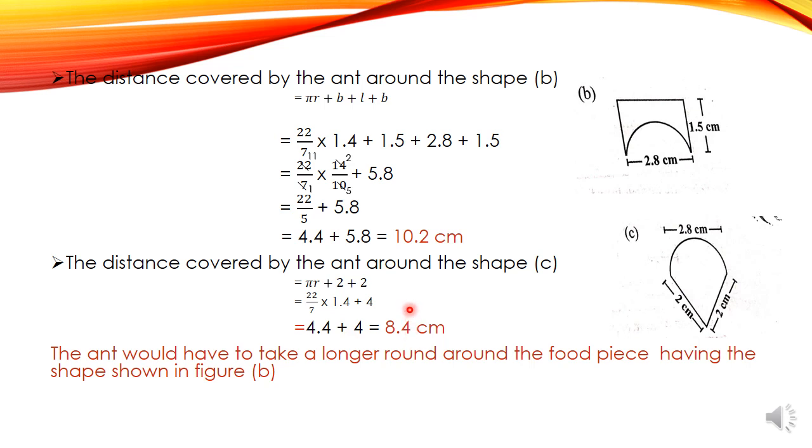And now we have to see all these three distances. First shape 7.2 centimeter. Second shape has to cover 10.2 centimeter. And in the third figure it is 8.4 centimeter. So children, which distance is more? The distance 10.2 centimeter is greater. So we can say the ant would have to take a longer round around the food piece having the shape shown in figure B. Okay children, I think you might have understood this solution.